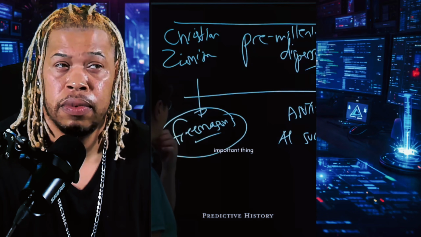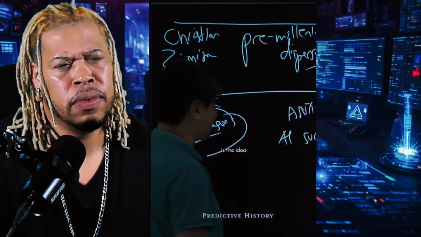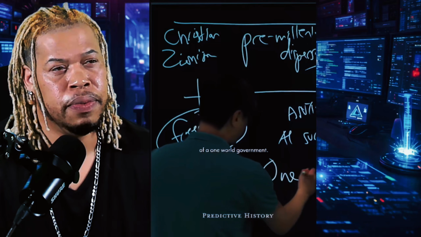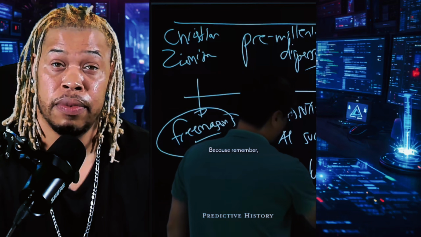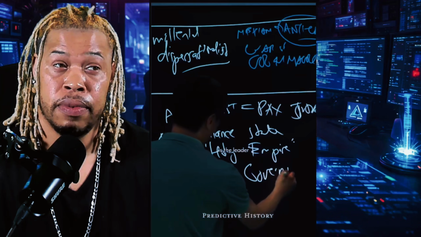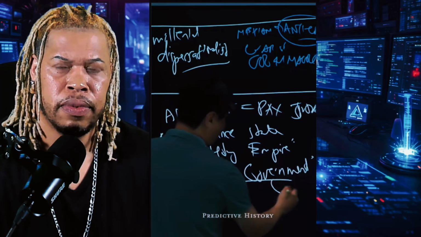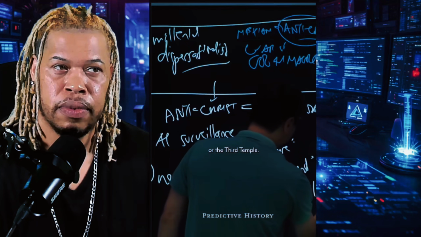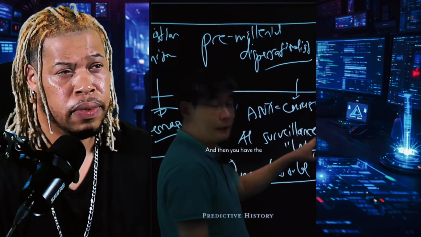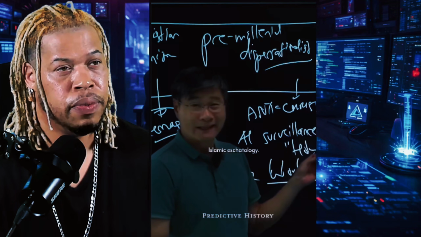Another really important thing about the Freemasons is the idea of a one world government. Because remember, the Antichrist is the leader of a one world government, and it'll be based in Jerusalem, okay? And so the headquarters will be Solomon's temple, or the third temple. And then you have the Islamic eschatology, okay?